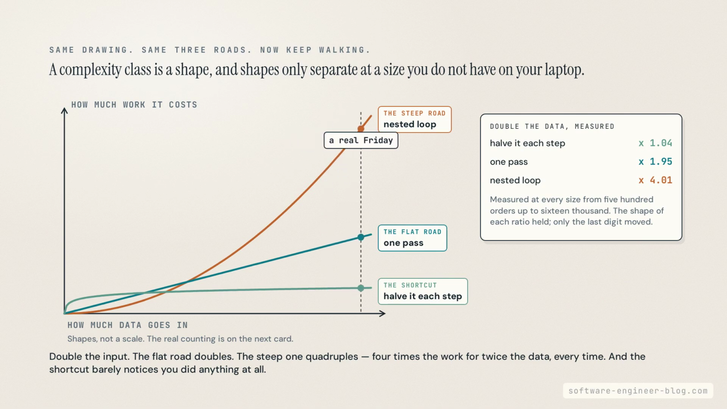Watch the marker move out. The steep road pulls away, and it never comes back. The flat road climbs steadily, and the shortcut is almost a straight line along the bottom.